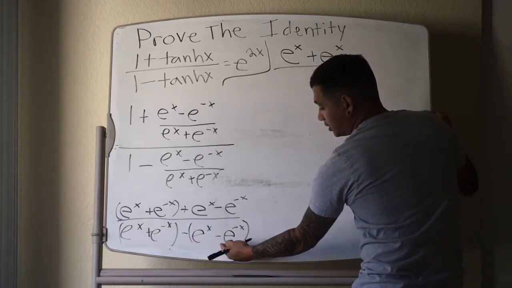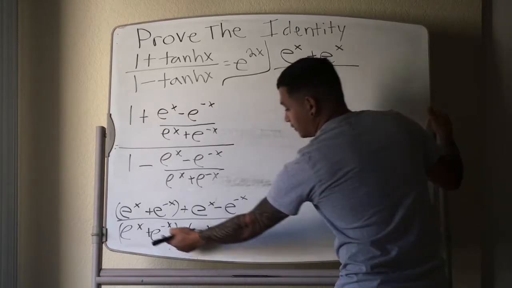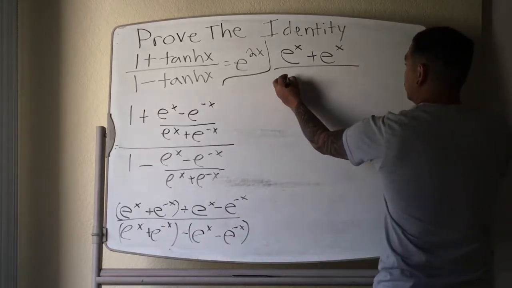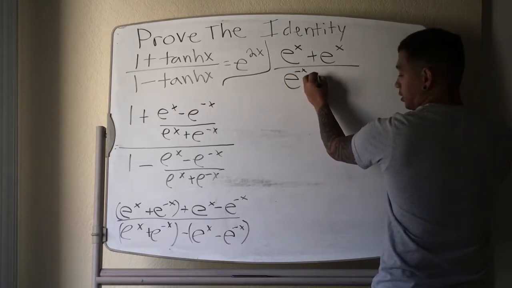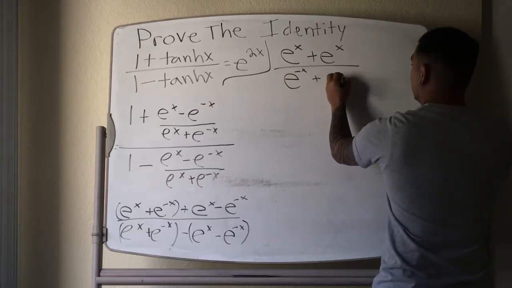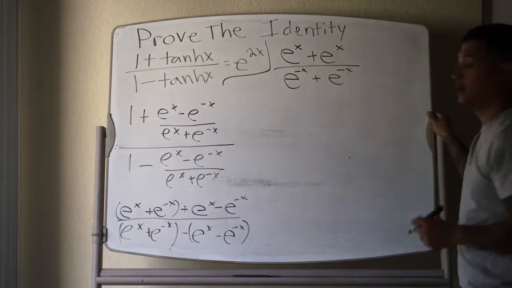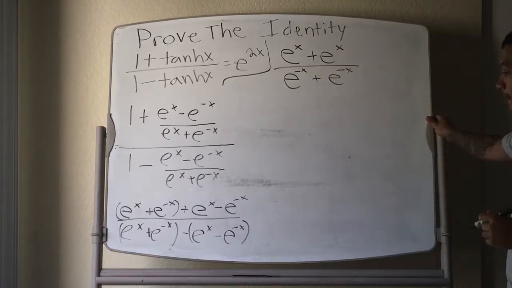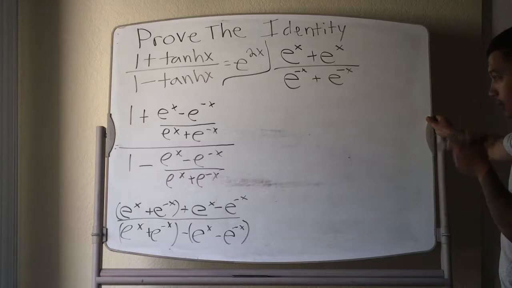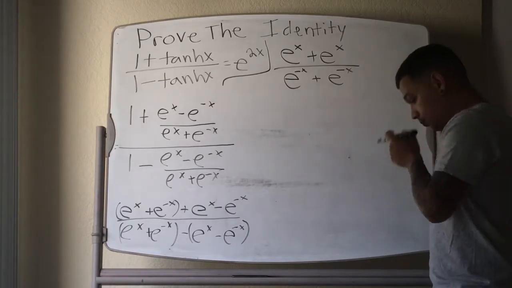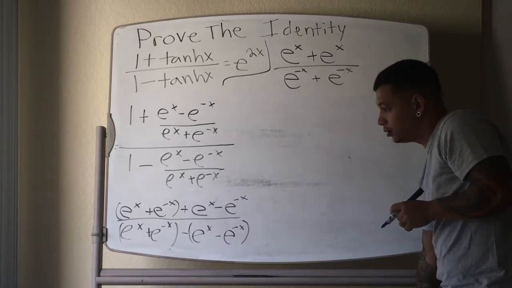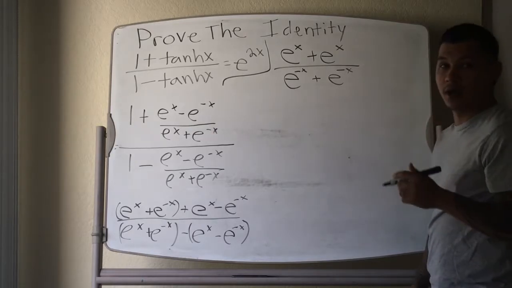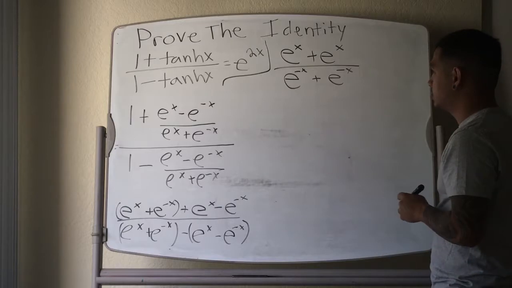Negative times a positive, this is going to be positive, so you're going to have 2 of the e^(-x)'s left. Alright? And if you can't see it, leave a comment and I'll add some extra notes in there.